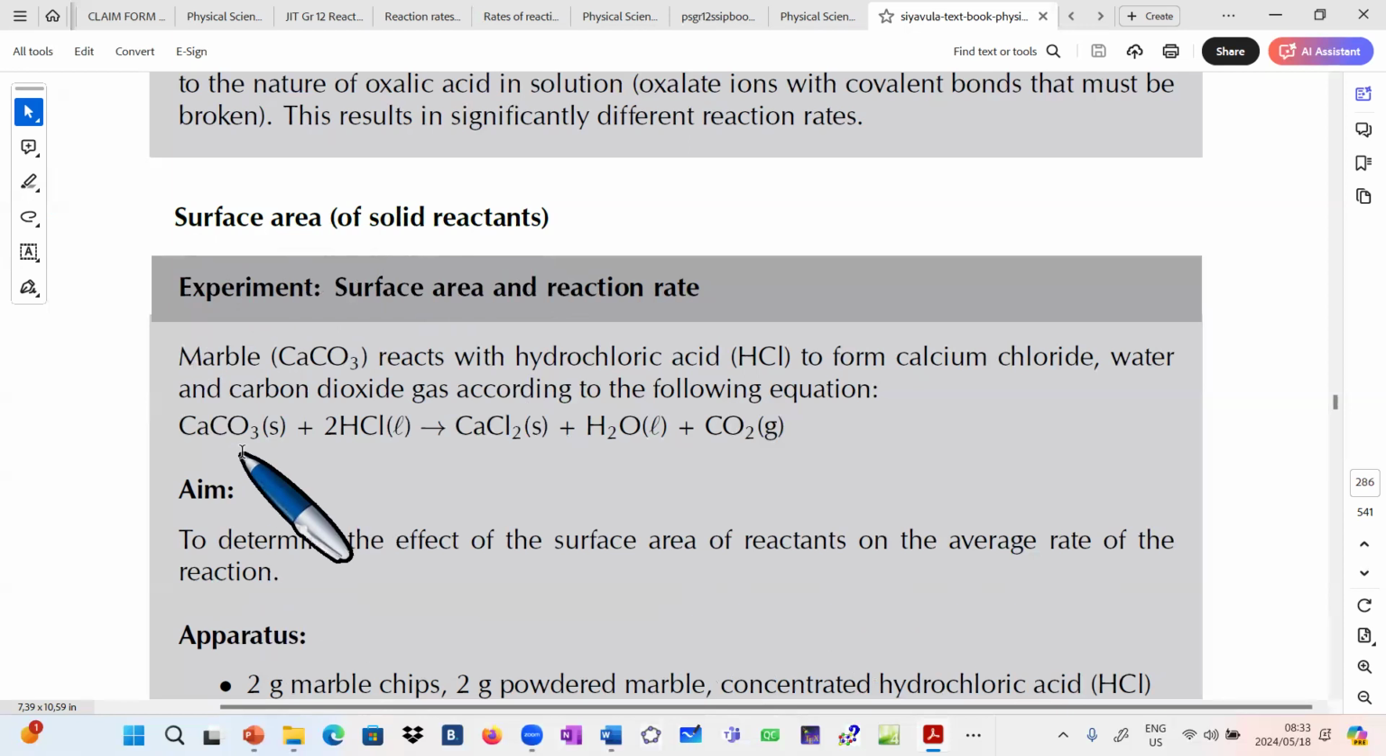In other words, when you take marble, does it make a difference when the marble is one large block, one large solid, one large brick, if you like, or if it is subdivided into smaller particles? So the marble, calcium carbonate, reacts with hydrochloric acid, HCl, to form calcium chloride, CaCl2, a solid, water, a liquid, and carbon dioxide, indeed a gas.